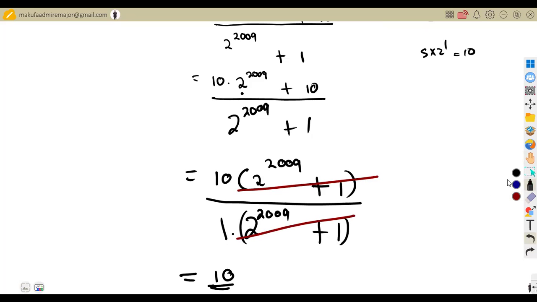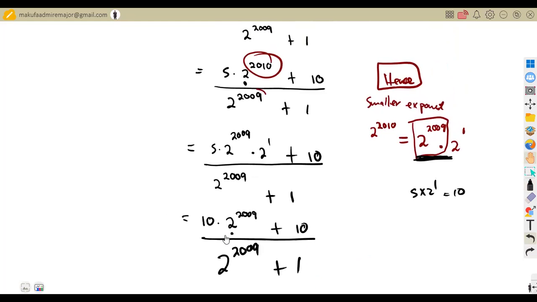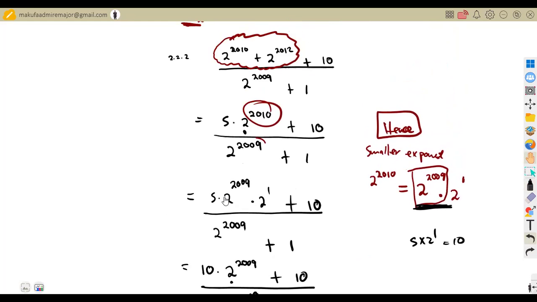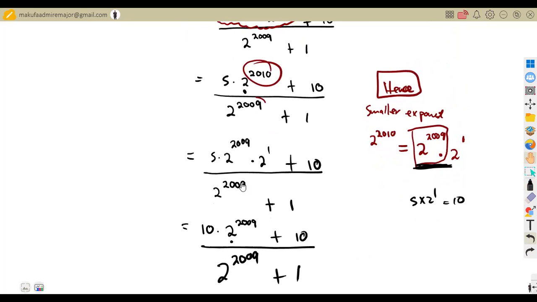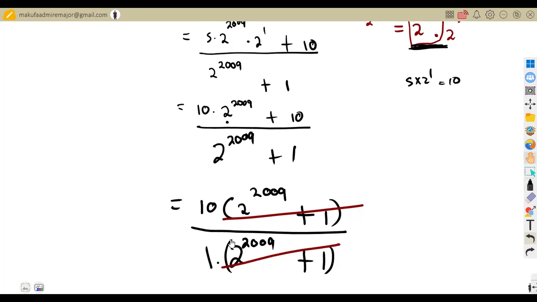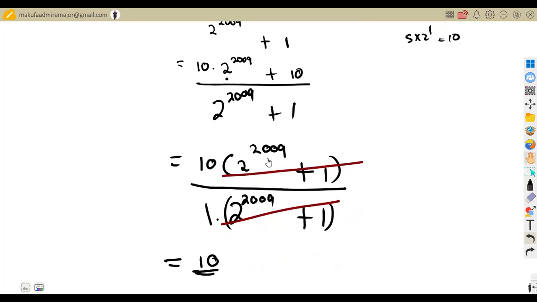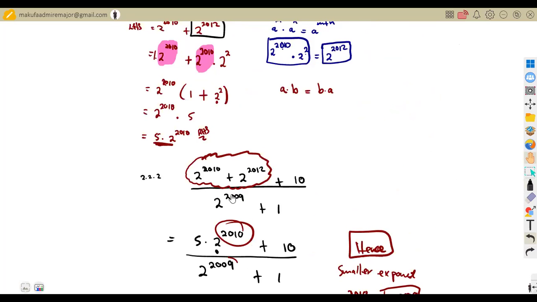So that is how we could have simplified our question. We have to be very, very careful with the use of our laws. How we apply our laws is very important in our simplification, and also consider your factorization in any simplification that you have. All right, let us check another part of our question.